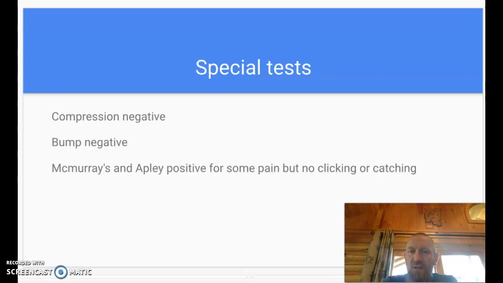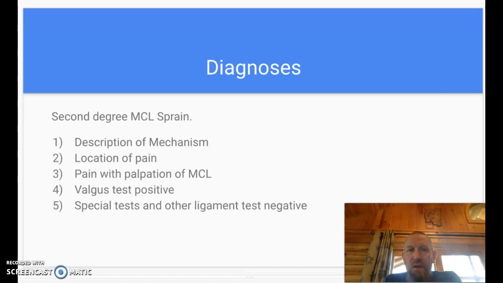Special tests, checking for fractures with a compression and bump test, both are negative. There are a couple special tests that test for meniscus injuries. They do cause a little bit of pain, but no classic catching and clicking signs, which would indicate a possible meniscus tear. So in the end, based on my evaluation, my diagnosis is a second-degree MCL sprain.